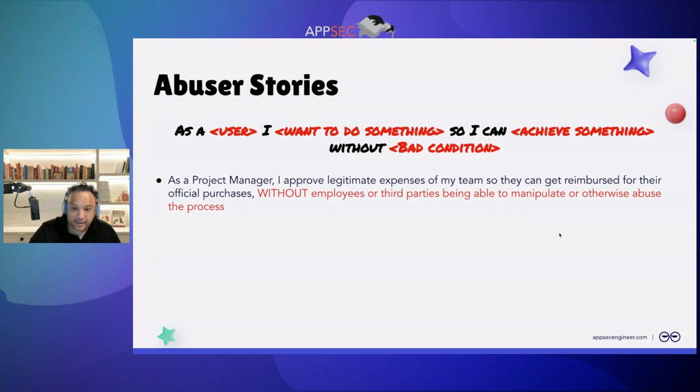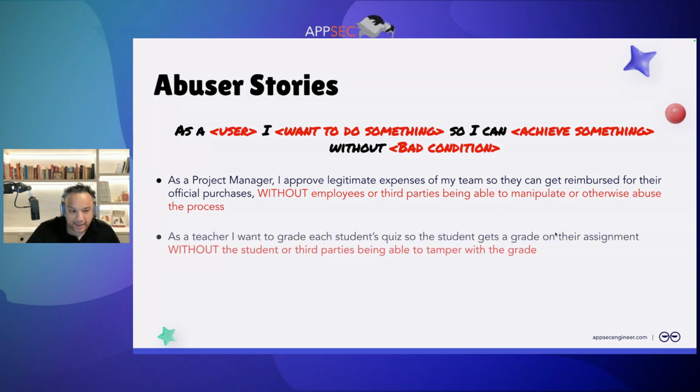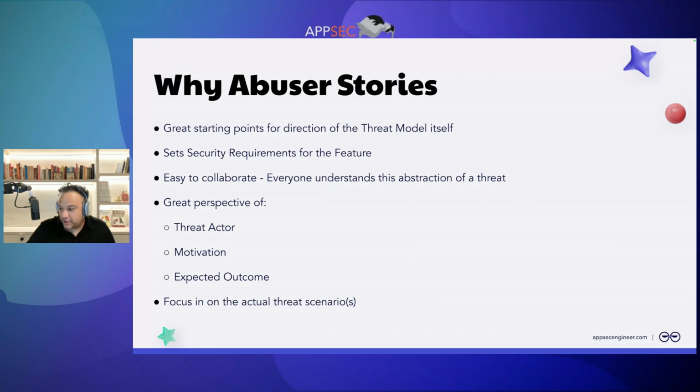Right. So another example of this would be, as a teacher, I want to grade each student's quiz, so the student gets a grade on their assignment without the student or third parties being able to tamper with the grade. I don't want some third party to be able to tamper with the grade. I definitely don't want the student to be able to tamper with the grade. Right. So that is an example of an abuser story.